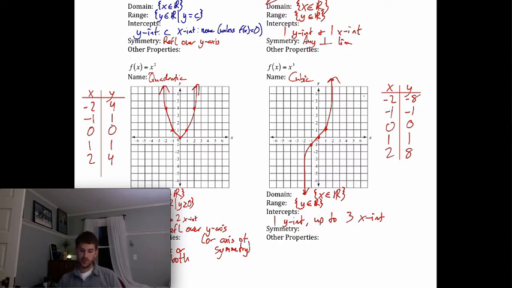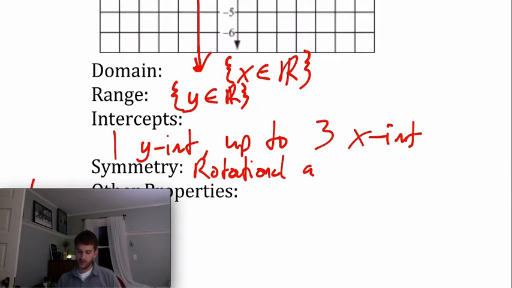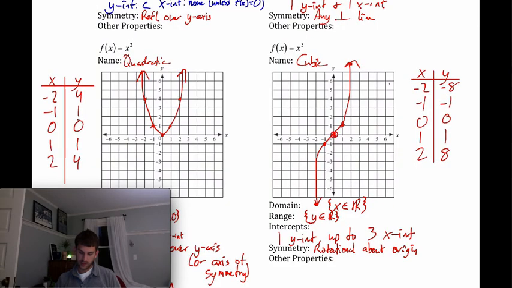The symmetry, this one is rotational about the origin. Let me zoom in a little bit. It's rotational about the origin. Now it's going to change depending on what type of cubic it is, but the parent function is rotational about the origin. So if you were to take this graph centered on this, kind of like spin it around, you'd end up in the same spot. So if you rotated it 180 degrees around that, it'd be the same graph.